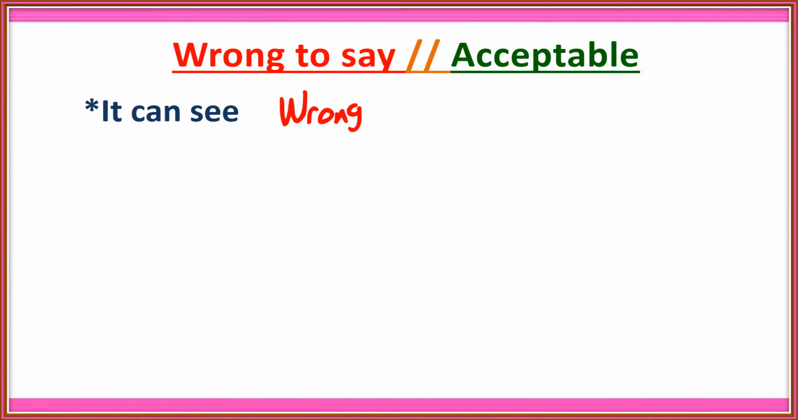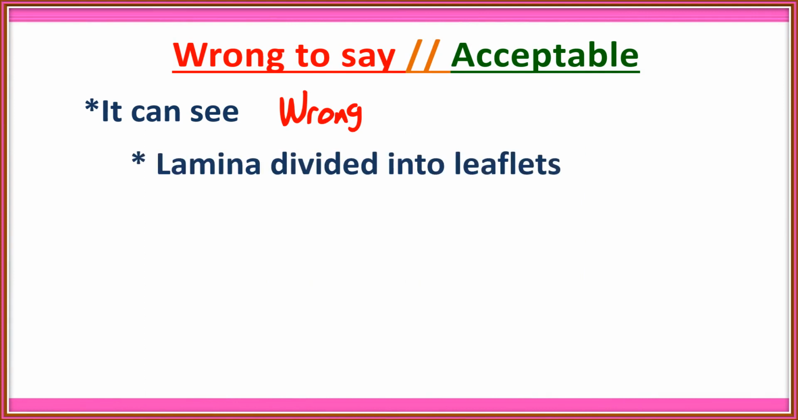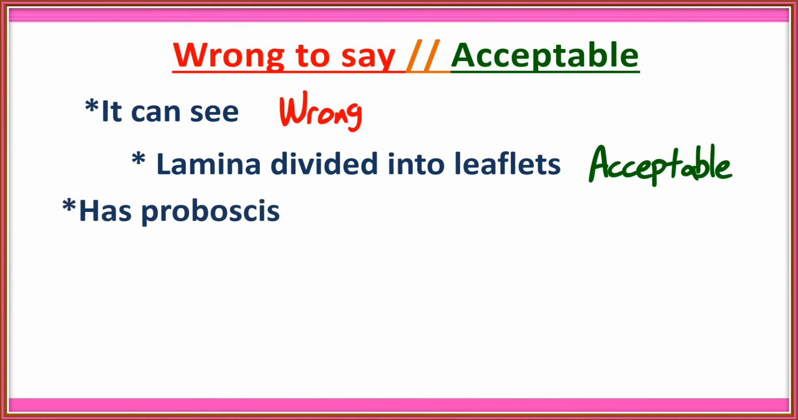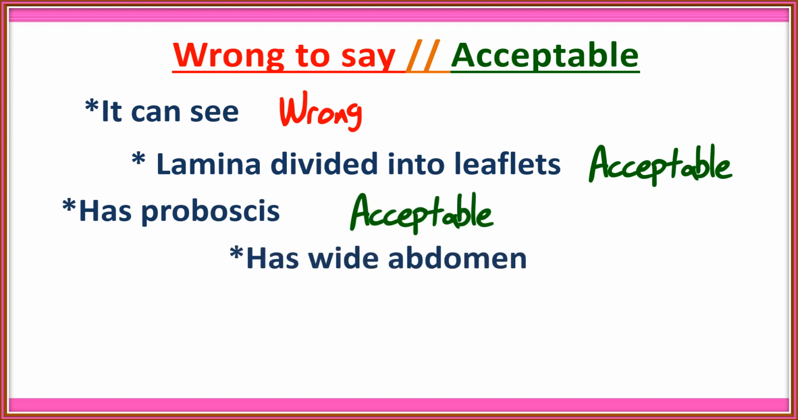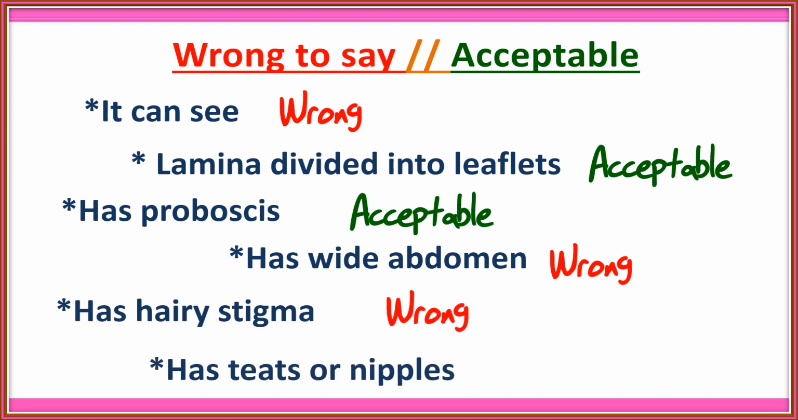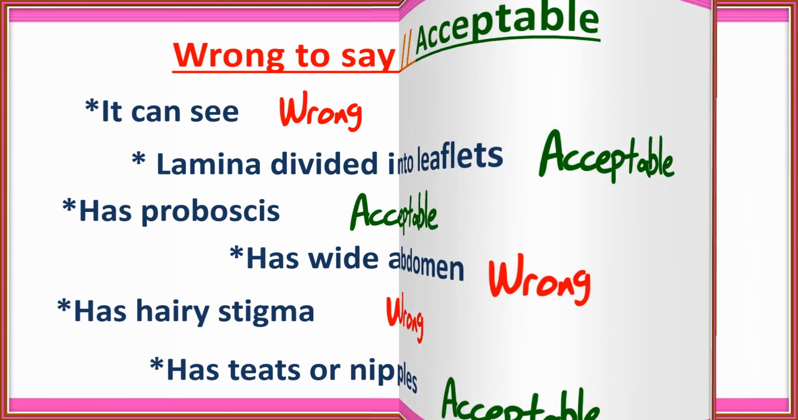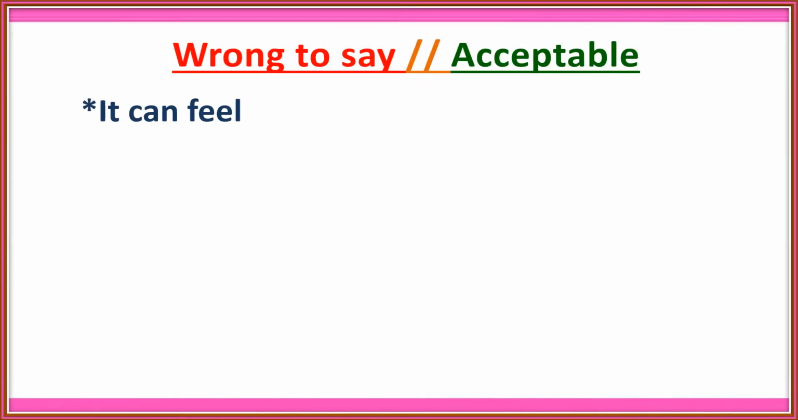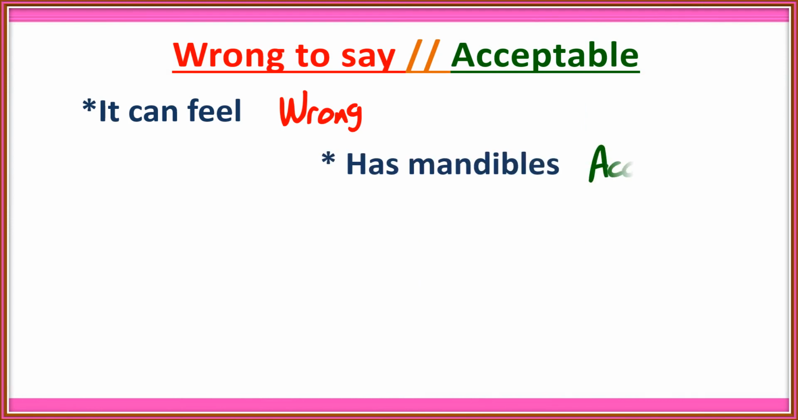Has it can see, that is wrong. Lamina divided into leaflets, acceptable. Has proboscis, acceptable. Has wide abdomen, wrong. Has hairless stigma, wrong. Has tits or nipples, acceptable. It can feel, wrong. Has mandible, acceptable.